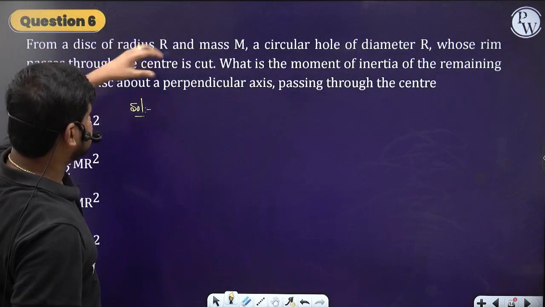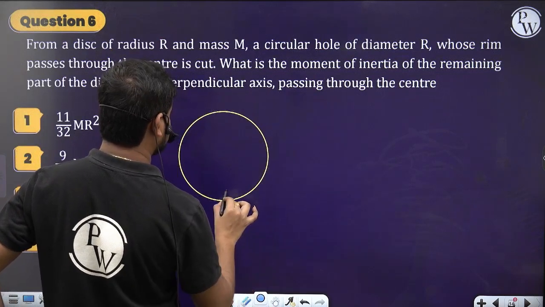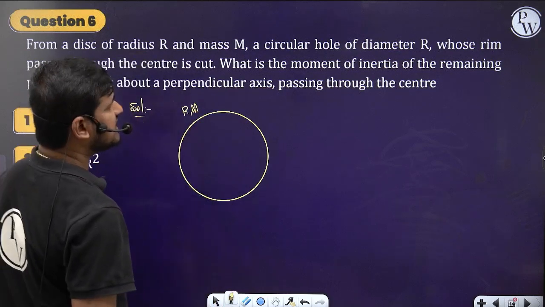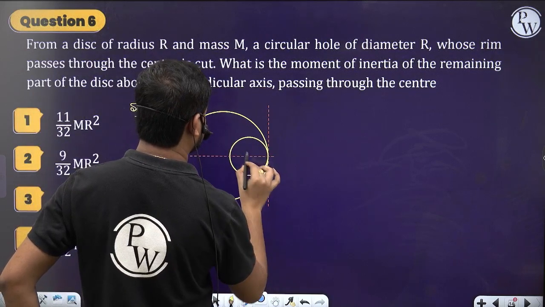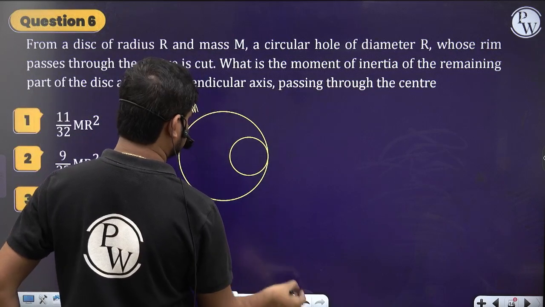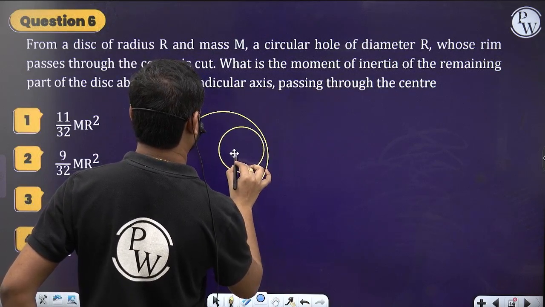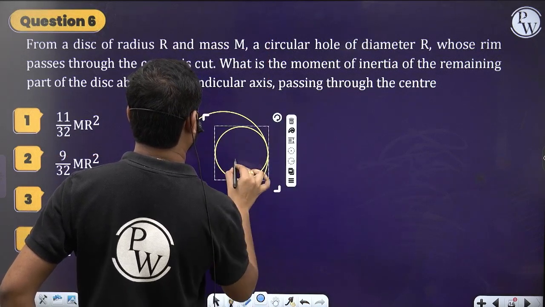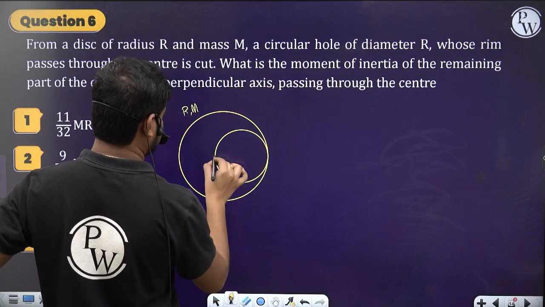From a disk of radius R and mass M, this is a disk of radius R and mass M, a circular hole of diameter R, whose rim passes through the center, is cut. See, whose rim passes through the center.